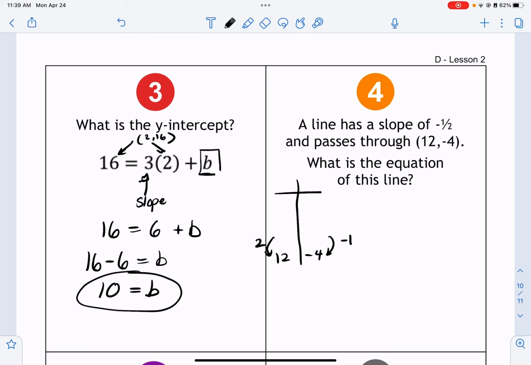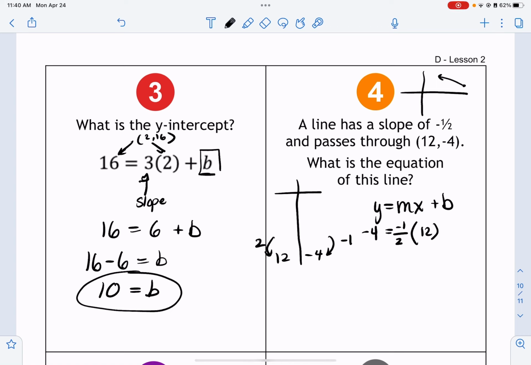The graphing, it might be a lot to graph this thing, but you totally could plot a point at 12, -4 and then try to work backwards with a slope of -1 over 2. The table works too, or we can just set up our y equals mx plus b equation, right? Because the slope is -1/2, right? We're told that in the question. And we know it goes through the point 12, -4, where x is 12 and y is -4.